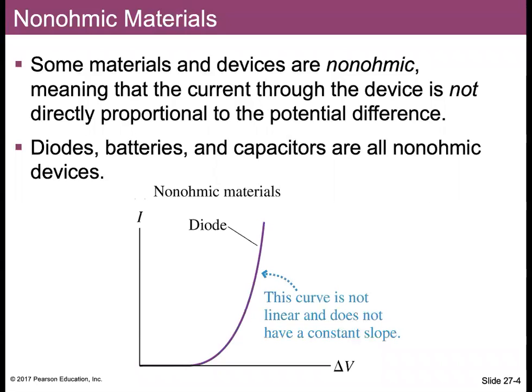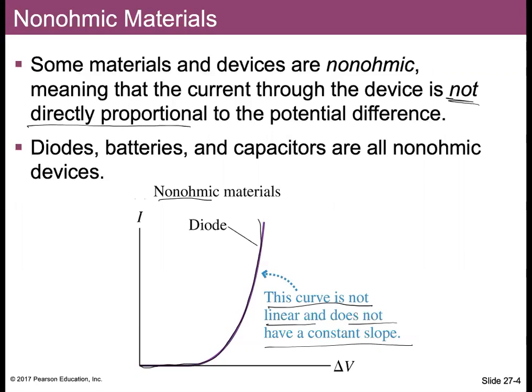So here's an example of a non-ohmic material. If it's non-ohmic, it means that it's not directly proportional, not linear. So we end up with a non-linear relationship. This curve is not linear and does not have a constant slope. And so these are non-ohmic materials.